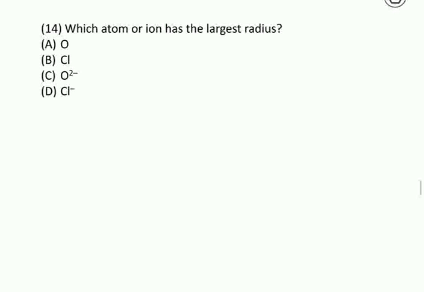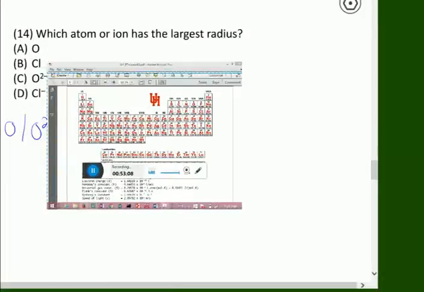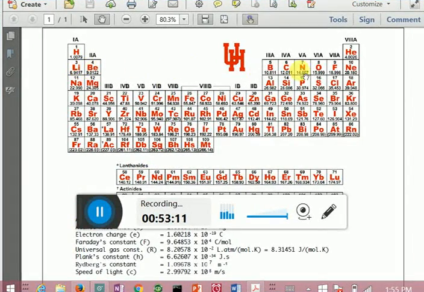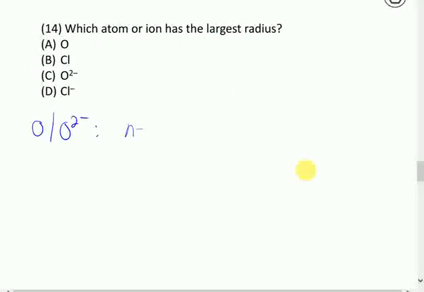So which atom or ion has the largest radius? So when we're comparing radii of atoms, remember that they're determined by the outermost electrons. How far are those outer electrons from the nucleus? So the first thing we want to consider is which row of the periodic table we are in, because that's probably the biggest factor that determines radius. So if we think about the choices here, we have oxygen and oxygen 2-. Oxygen is in the n equals 2, the second row of the periodic table. So the valence electrons go into the second shell.